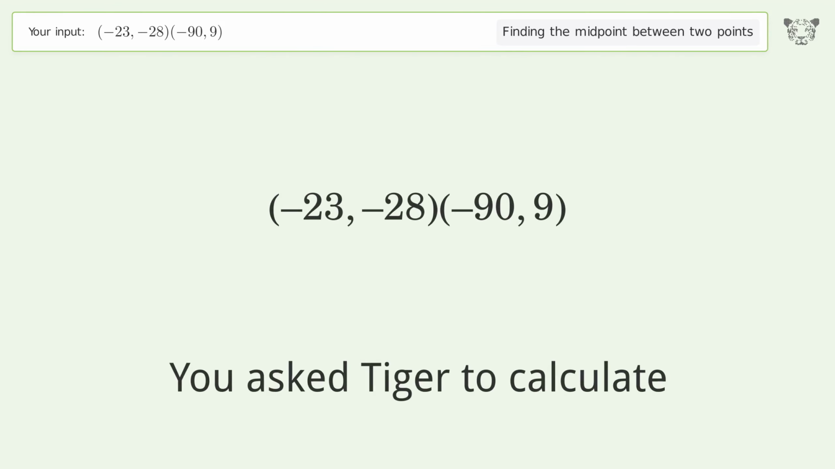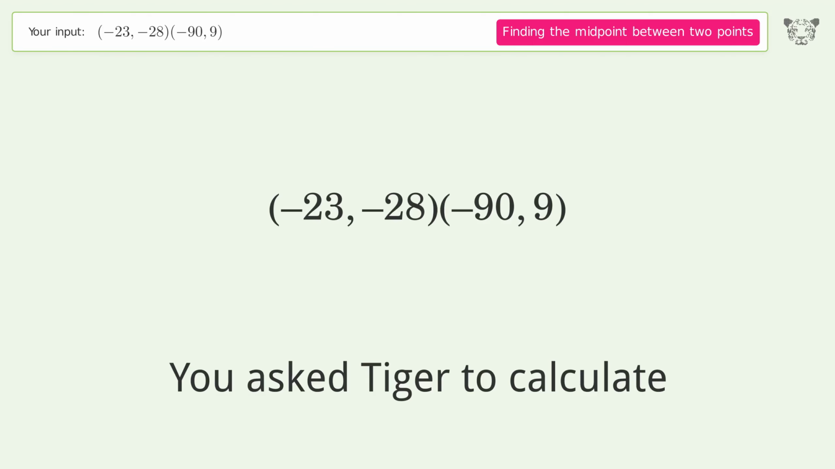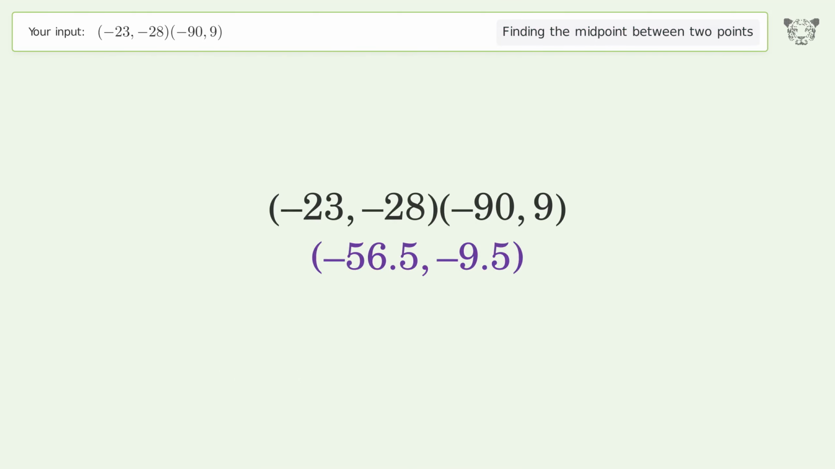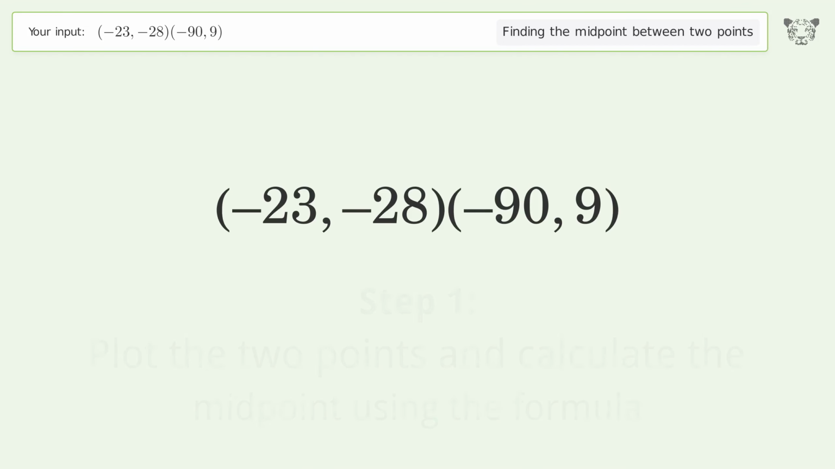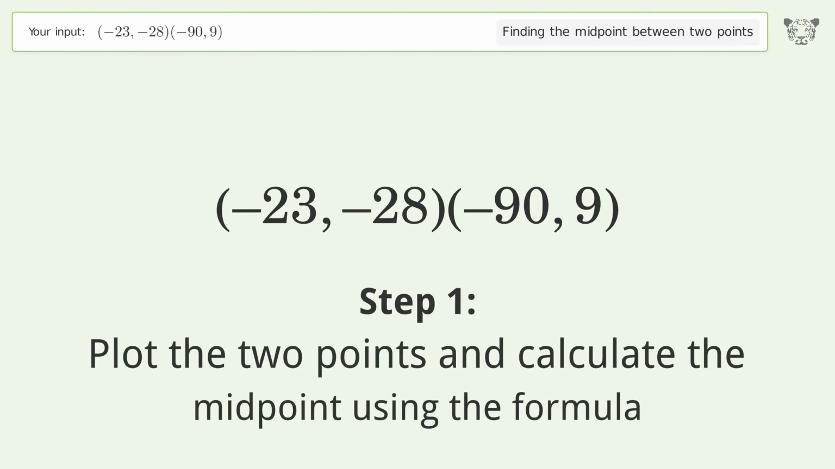You ask Tiger to calculate. This deals with finding the midpoint between 2 points. The midpoint between the 2 points is negative 56.5, negative 9.5. Let's solve it step by step. Plot the 2 points and calculate the midpoint using the formula.